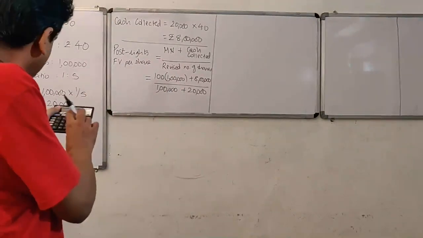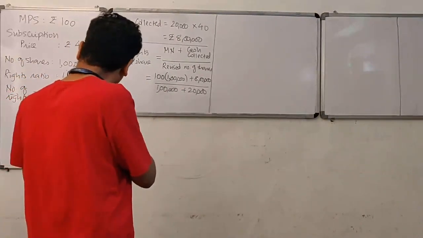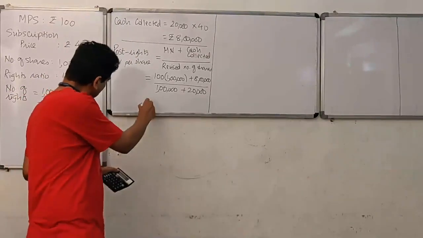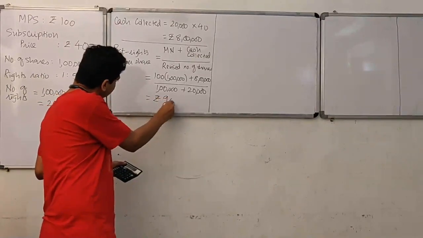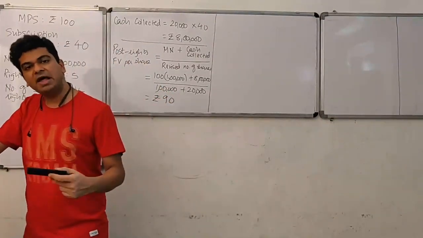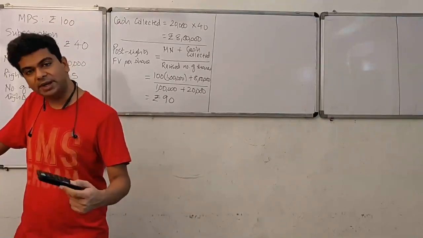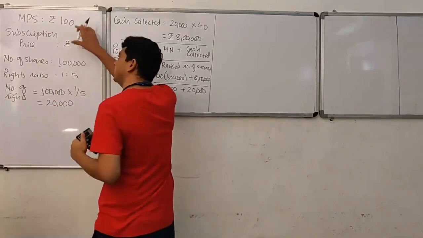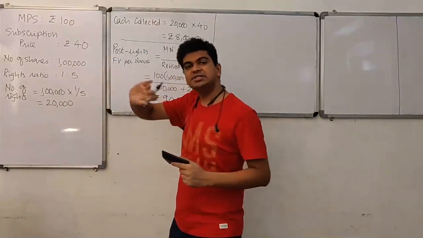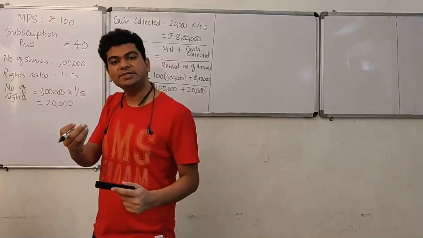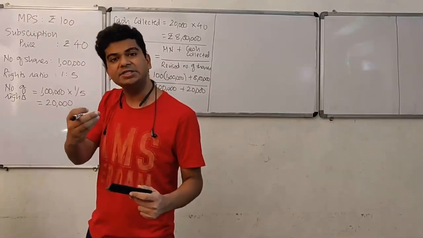Help me out. 100 into 1 lakh plus 8 lakhs, which I divide by 1 lakh 20 thousand. So I get this as rupees 90. So the post rights fair value per share is turning out to be 90. What we are trying to say is that although the share is trading at 100, its actual fair value after the rights issue will turn out to be simply 90 rupees.